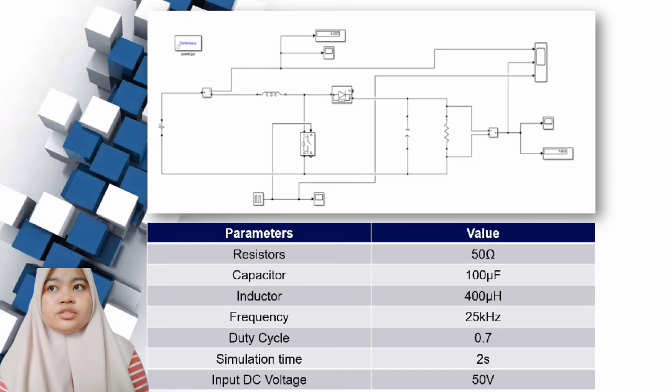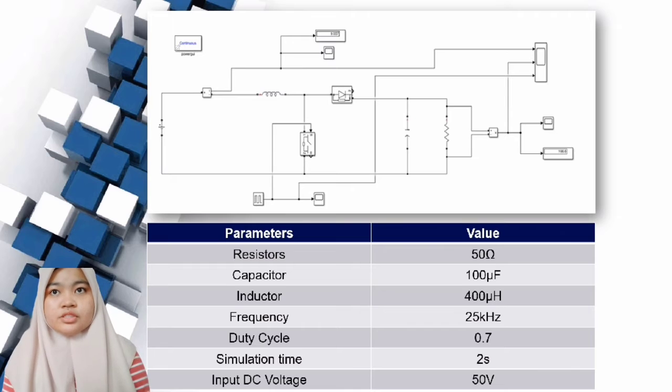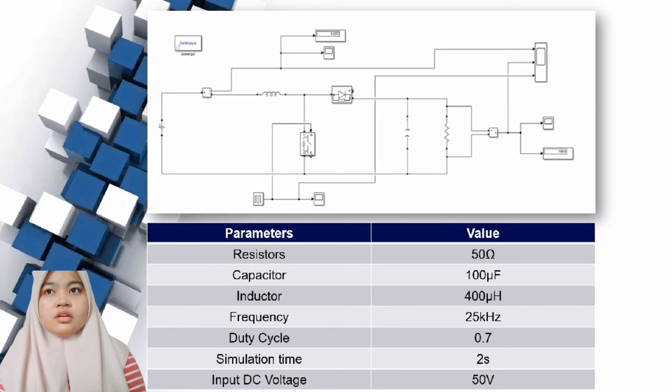That value is for the converter switch or the ideal switch from the circuit. So how do we get the waveform of the duty cycle signal? We use the scope block. We'll connect it with the pulse generator.